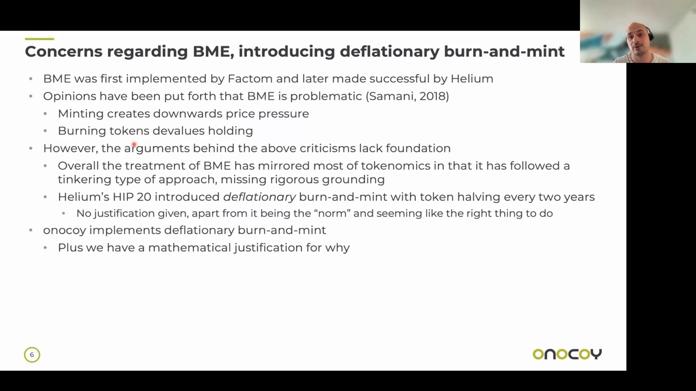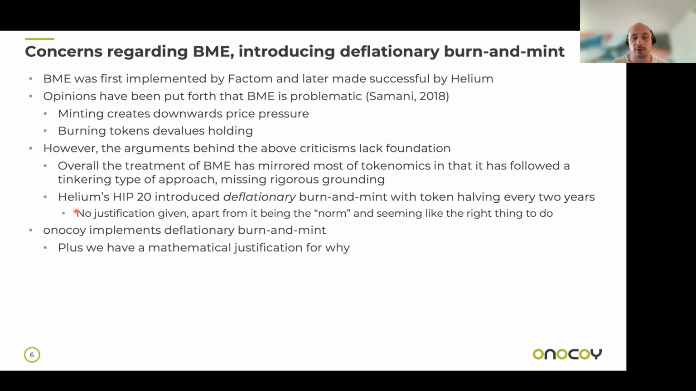It's like, you hold a pile of your tokens, and then you have to actually spend them to use the service. So if you're a user, you're going to be losing tokens. Is that a problem? Possibly not. So I think what I'm saying here is that the arguments behind everything that I've talked about lack real mathematical foundation. So much of tokenomics actually does, and we need to create a rigorous grounding.